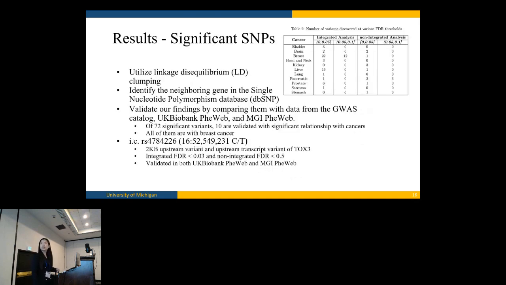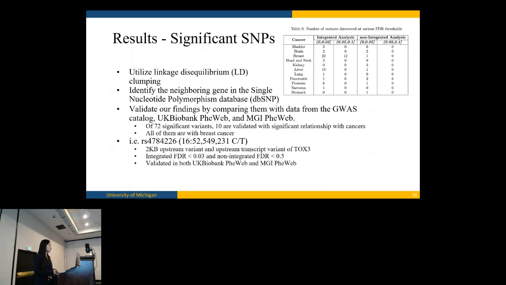And here's the final result of the number of variants discovered in the FDR threshold. It looks like there are more numbers than the points in the plot before, because there are some dots in the plots that overlap with each other. So there might be several variants within each dot. We utilize linkage disequilibrium clumping after we find the significant SNPs to remove the duplicate SNPs. And then we identify the neighboring genes in the dbSNP database.